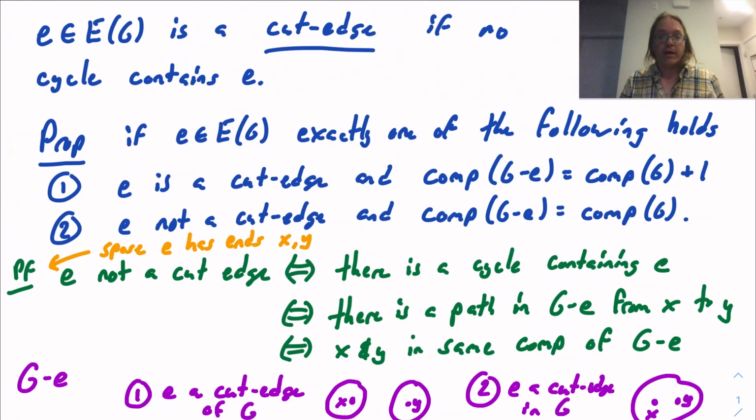So again, the big take home, the simple message: if I give you an edge in the graph, there are two things it can do. Either you can draw me a picture where you partition the vertices into two sets, and this is the only edge going left to right. In that case, this edge is a cut edge, and when you delete it, you're going to increase the number of components by 1. The other case is there's no such drawing. And in that case, you're going to have a cycle containing your edge E, and when you delete it, the number of components doesn't change.